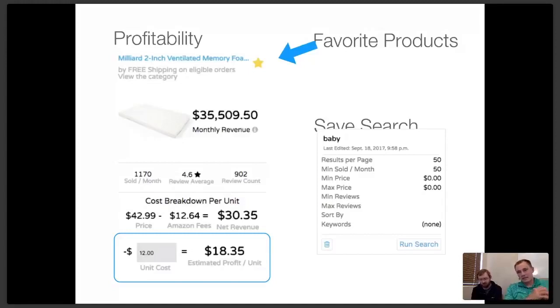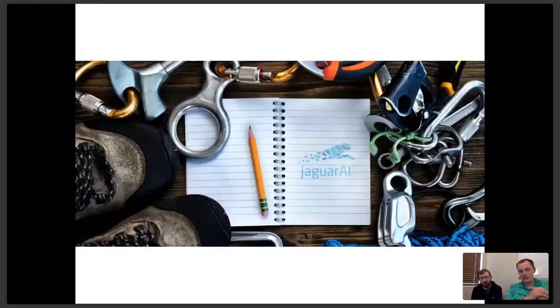And that's, in a nutshell, what Jaguar AI is and how it works. We'd invite you to try it if you want to learn a little bit more.